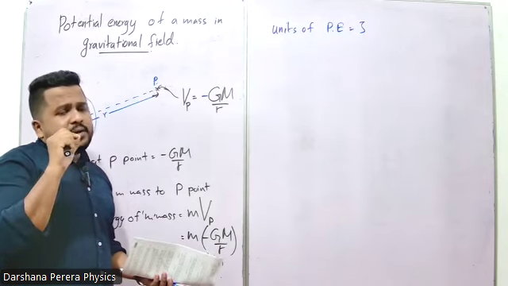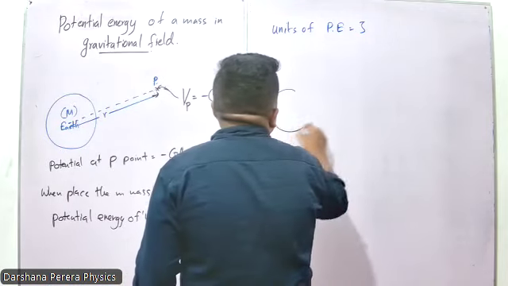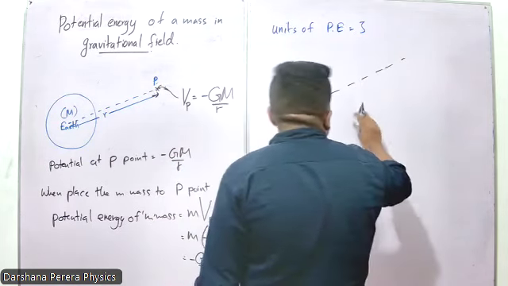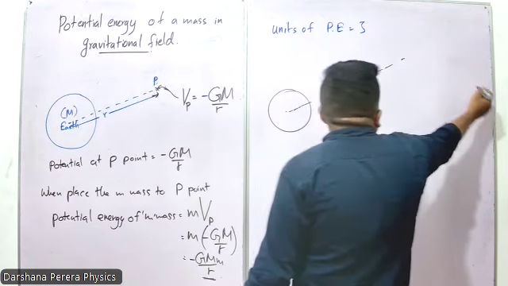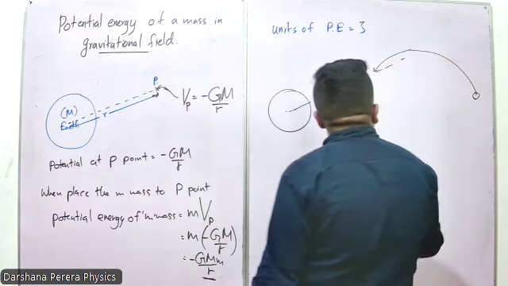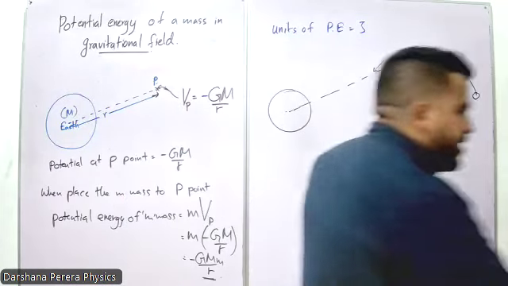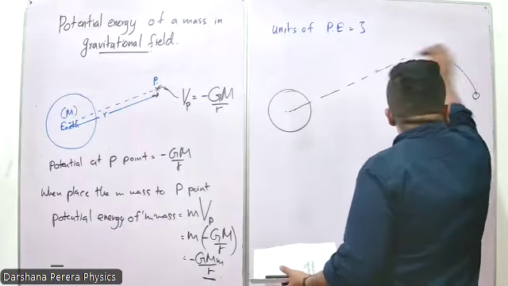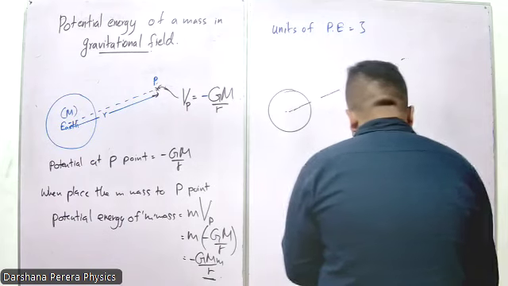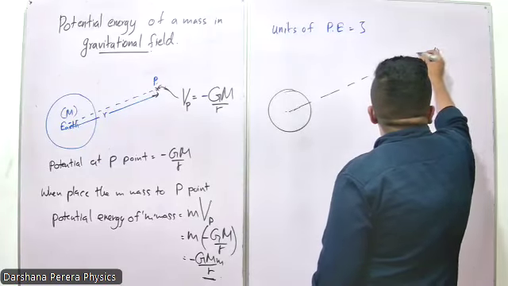So tell me, what is the place where potential equals zero? Previously we discussed, potential means the work done which I have to do when the mass is placed from infinity to that point. So what is the work done at infinity? Infinity to infinity, what is the potential? Potential equals zero. At infinity, potential equals zero.